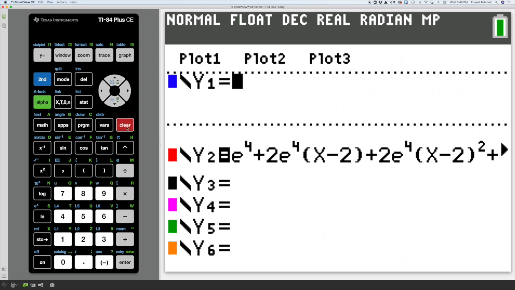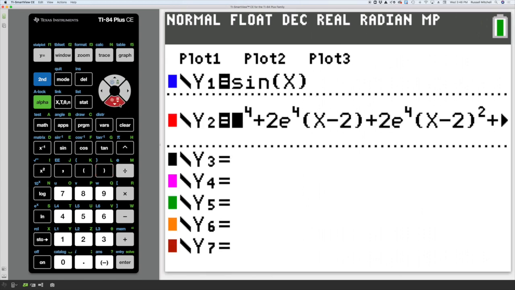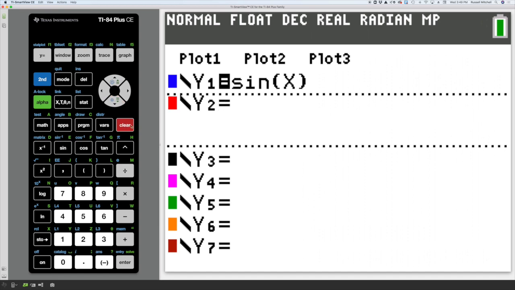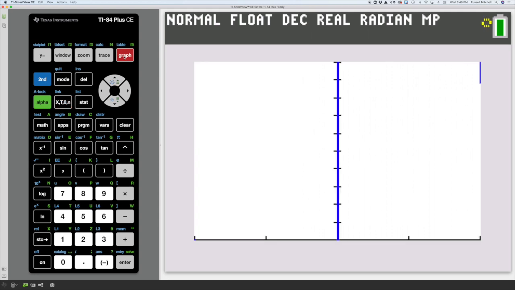All right. And then let's go to y equals. Let's clear this out. We want y1 to be sine of x. And at the very top, just make sure you're in radian mode, because we'll definitely need that. I'm going to clear this out. This is from the other day. Y2. So we're going to do the first order Taylor polynomial first. So that's going to be x. And then let's just go ahead and graph that and see what's going on right now.